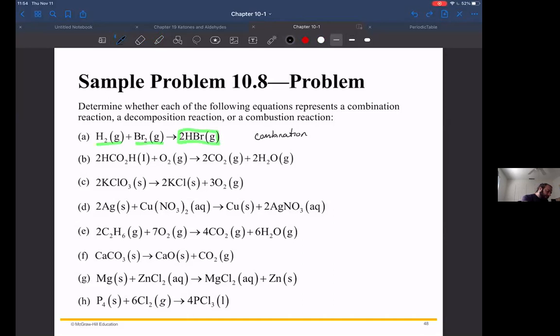Here in this next one, how I'm going to sort of go through it is I'm going to immediately be drawn to the fact that my products are CO2 and H2O, and that means that this is a combustion reaction. All right, in my next example, I have a single reactant that's being broken down into two different products. So this would be a decomposition.